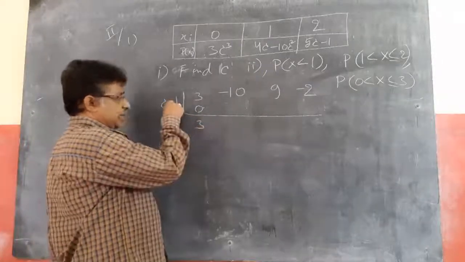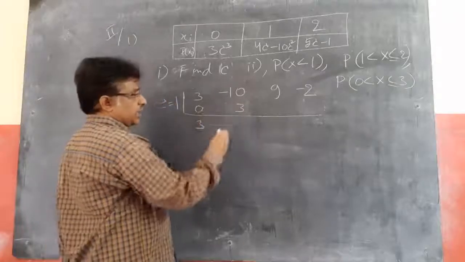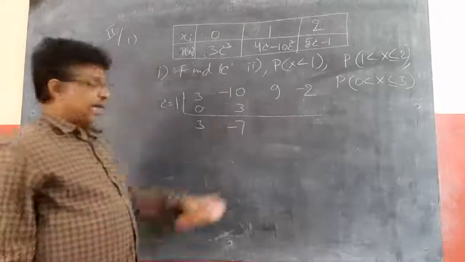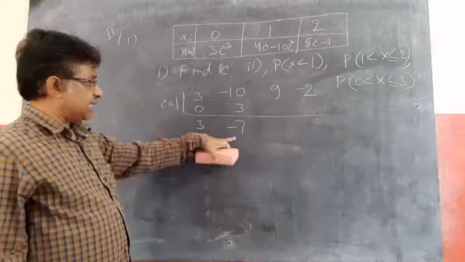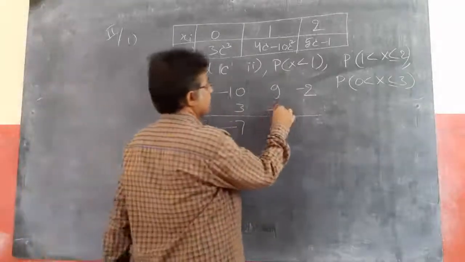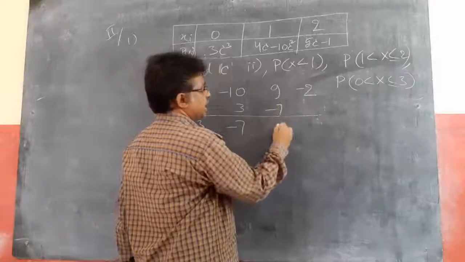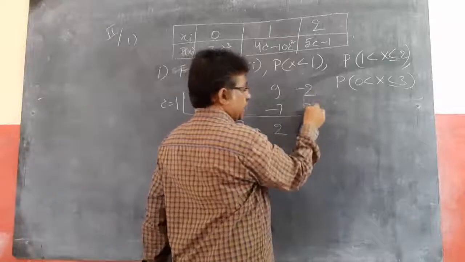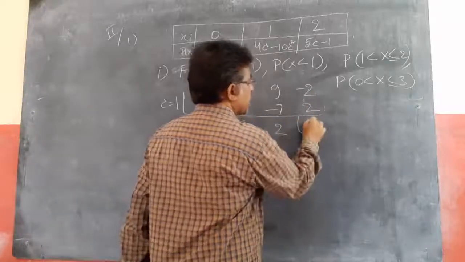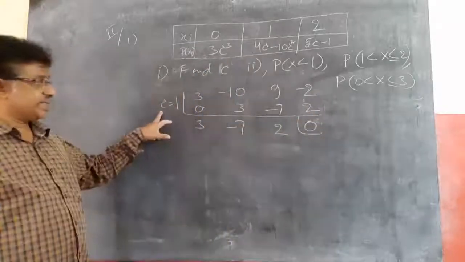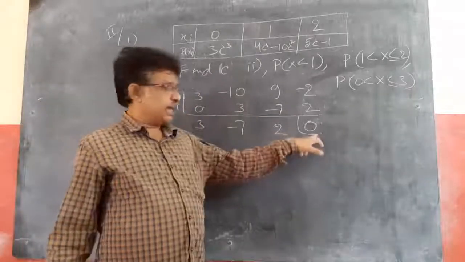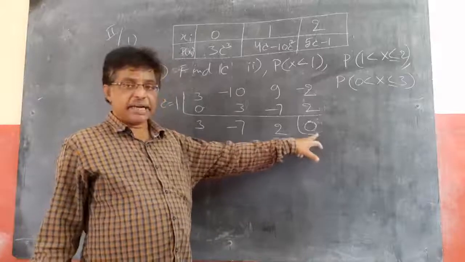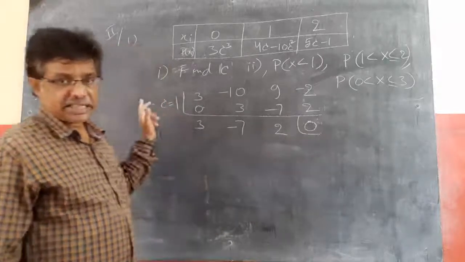Now 3 into 1 is 3. Add these two: minus 10 plus 3 is minus 7. Again minus 7 into 1 is minus 7. 9 minus 7 is 2. 2 into 1 is 2. Minus 2 plus 2 is 0. So the remainder is 0 when dividing with c minus 1. Because c minus 1 is a factor, as I told you, the remainder being 0 means it is 100% a factor.